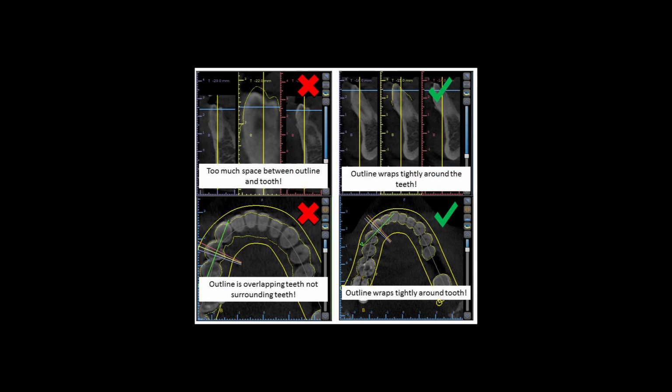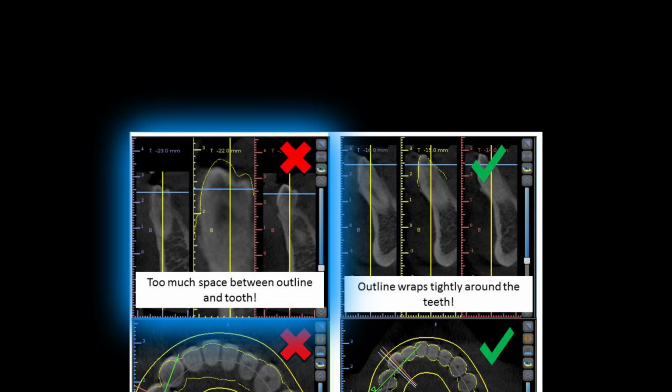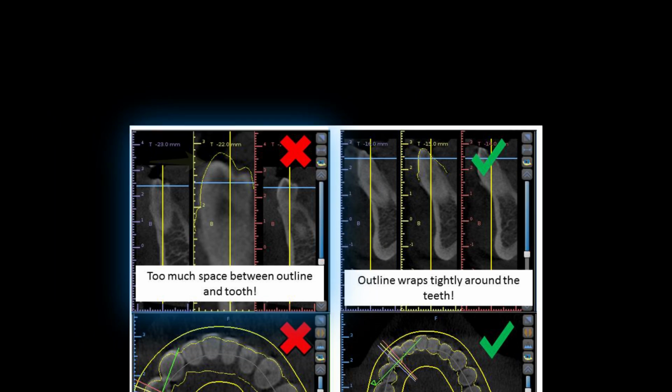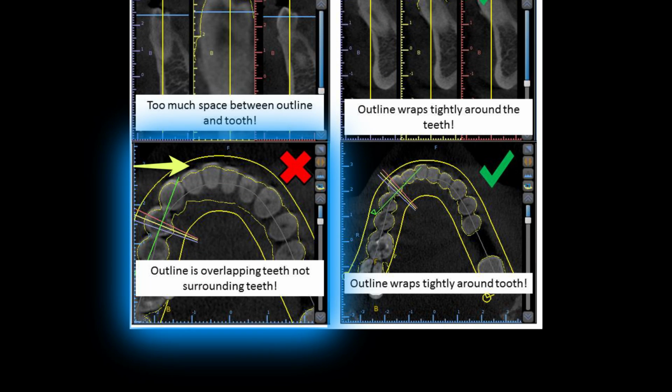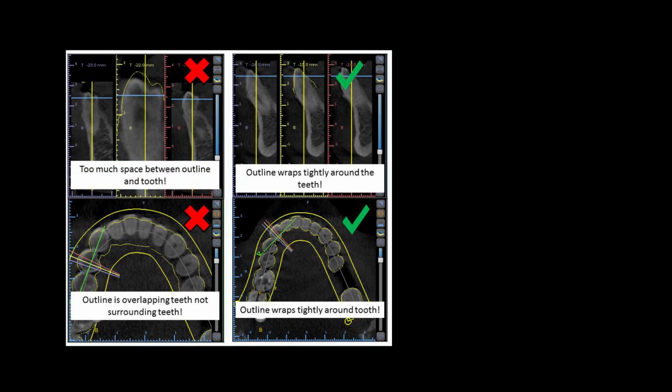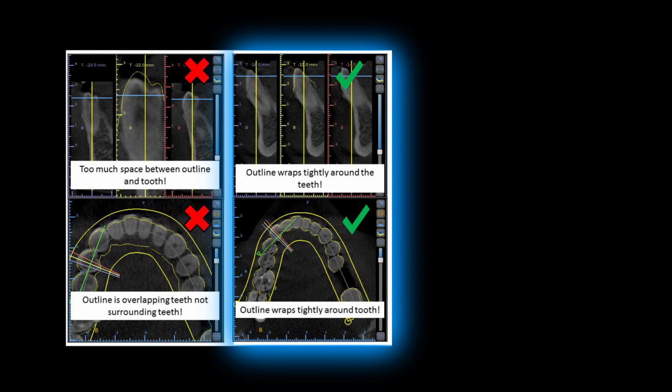Here are some examples of an accurate and an inaccurate alignment. The image on the top left shows the model outline too far from the existing tooth. The image on the bottom left shows the model outline overlapping the existing teeth. The images on the right side show the model outline wrapped tightly around the existing teeth but not too far from the existing teeth or overlapping the existing teeth.